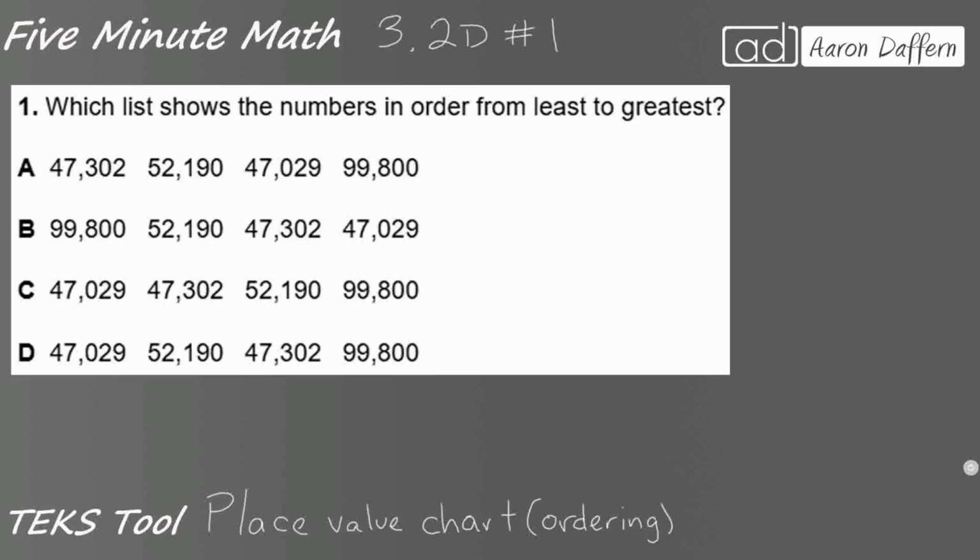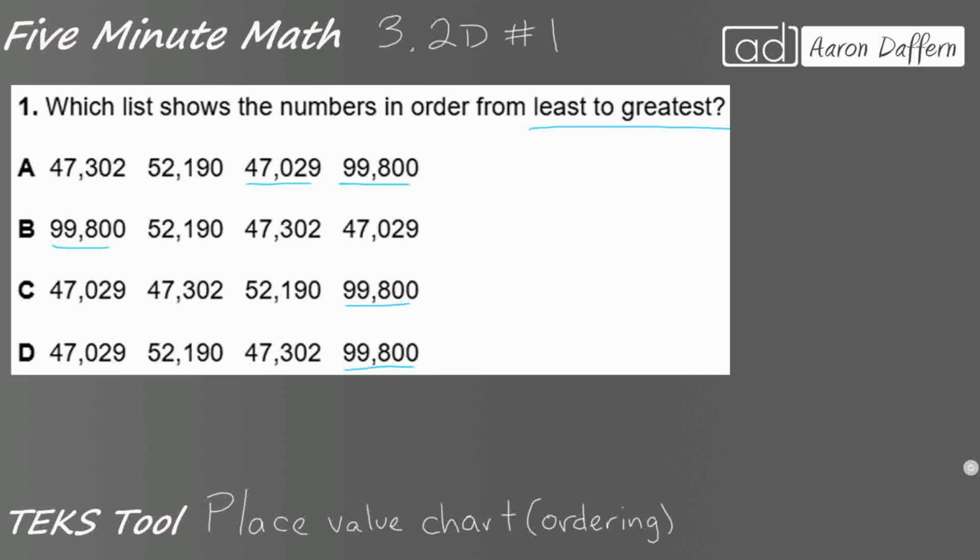All right, so we need to find a list of numbers that is in order from least to greatest. Let's just look at all of these numbers. Let's make sure that each of them are using the same four numbers. Typically they are, but you want to double check. So 99,800, 99,800. All right, I see that there.